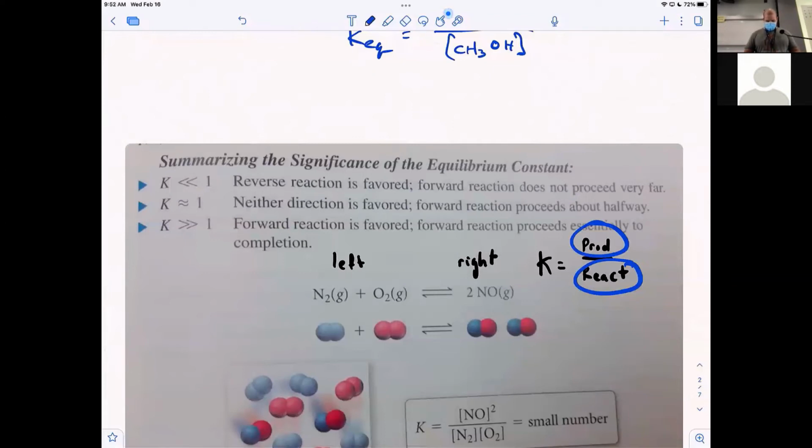Then we can have an equilibrium constant of about 1. So it means neither direction is favored. And the reaction proceeds about halfway. And there are many reactions like this too. The hemoglobin and oxygen reaction is an example of a chemical reaction that's close to 1. Because it happens both ways, right?